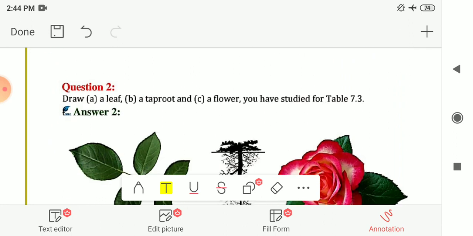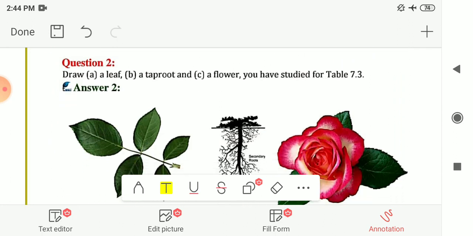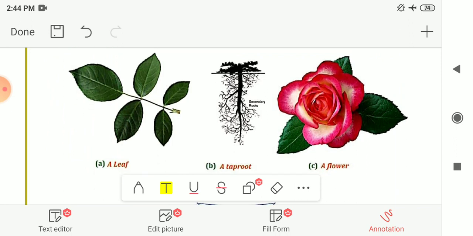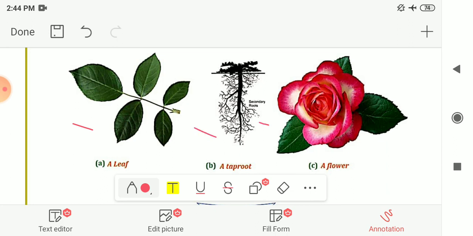Next, question number 2 is: draw a leaf, taproot and a flower. You have studied for this. So here the leaf is shown to you. Next in B, the taproot is there. Here also the secondary root, or you can say lateral root, is shown to you.